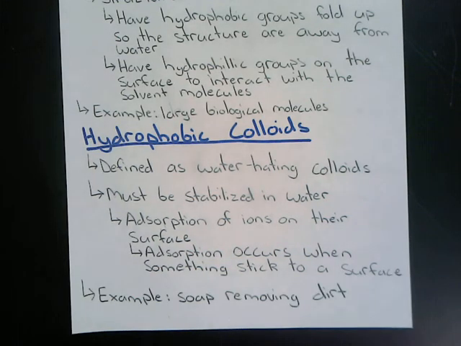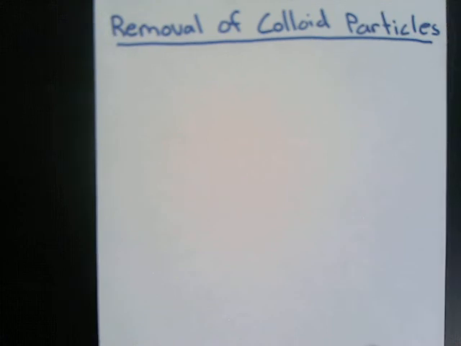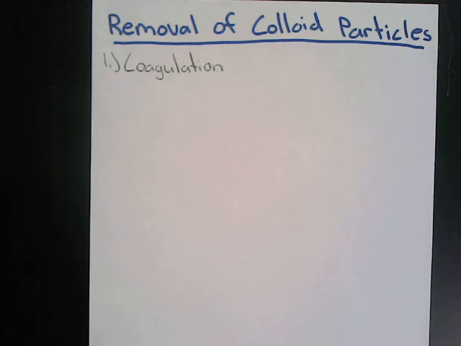All right, so we mentioned that colloids are suspended in that solvent. If they're suspended, there has to be some way that we can remove those colloidal particles. So how we remove colloids is a couple different ways. The first method is known as coagulation. And coagulation is defined as an enlargement of colloidal particles until they can be removed by filtration.